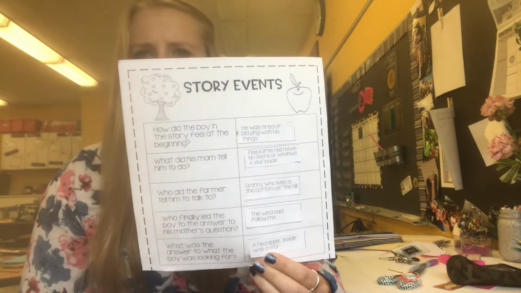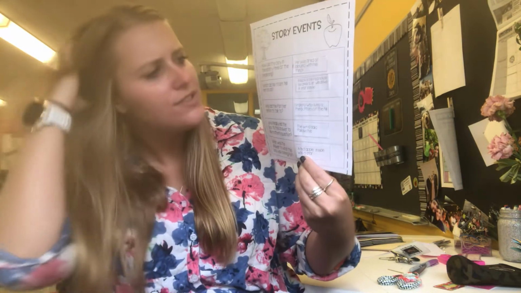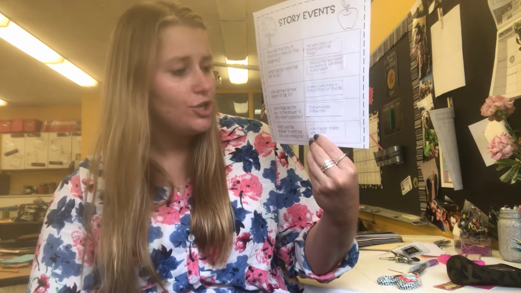First graders, I want you to complete your story events page. Over here it asks you a question. It says, how did the little boy in the story feel at the beginning? What did his mom tell him to do? Who did the farmer tell him to talk to? Who finally led the boy to the answers to his mother's question? And what was the answer to what the boy was looking for?